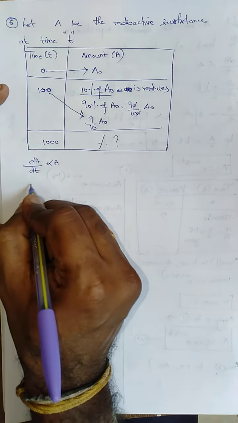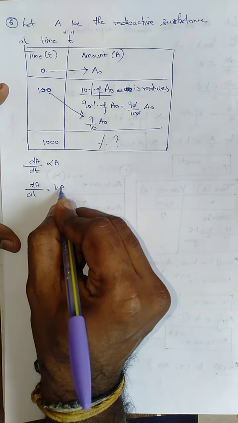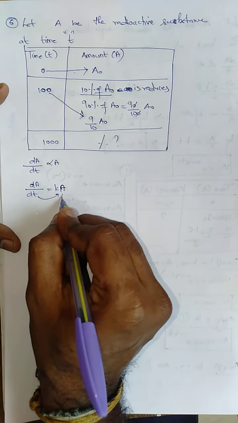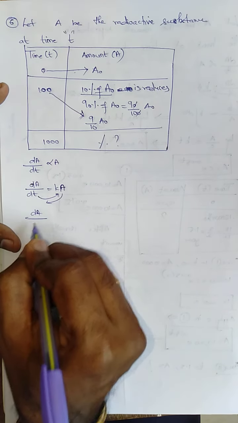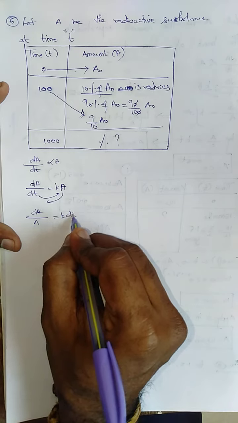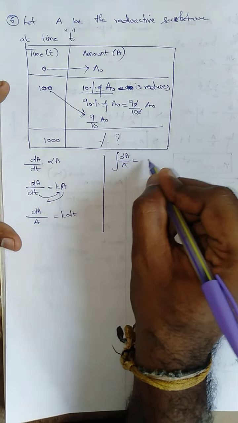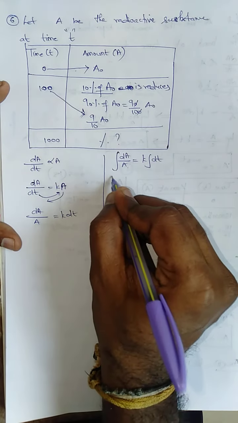Therefore dA by dt is equal to kA, where k is a proportionality constant. dt moves here, A comes down. dA by A is equal to k into dt. Integrating on both sides, integration of dA by A is equal to k into integration of dt.